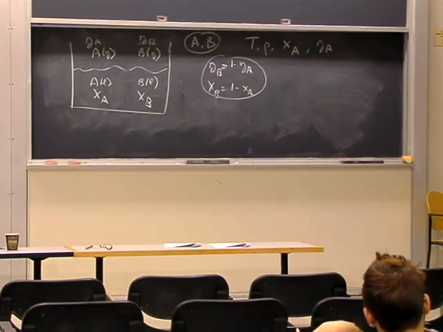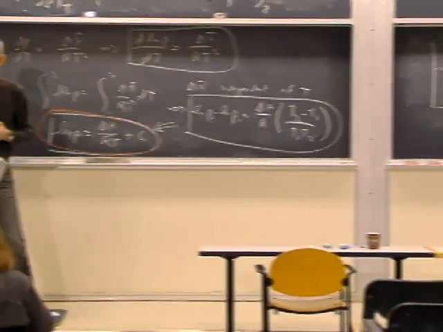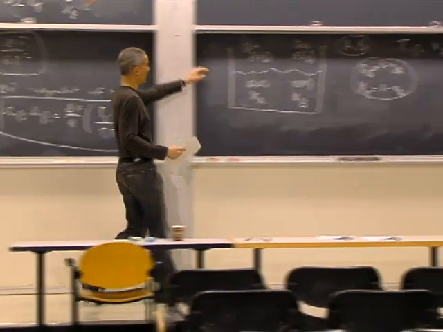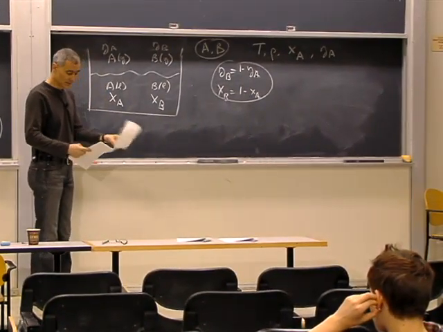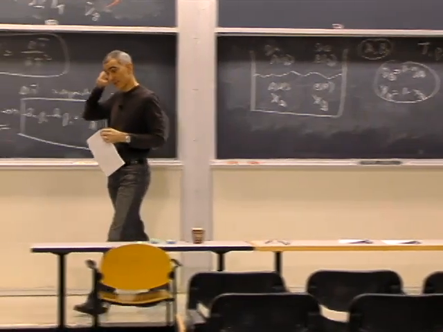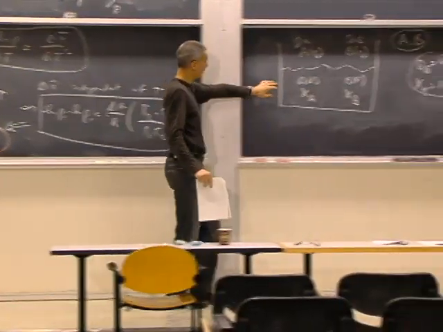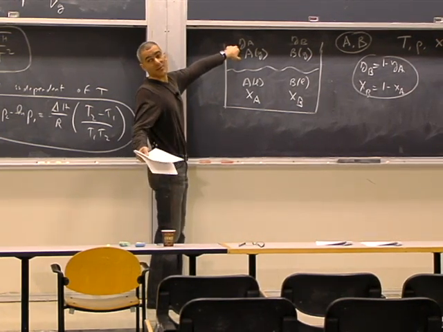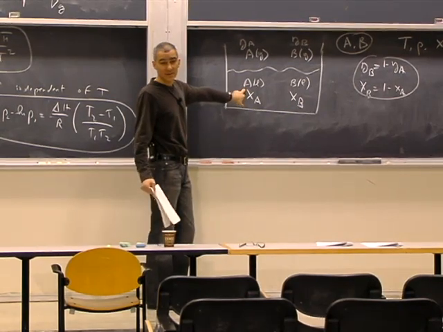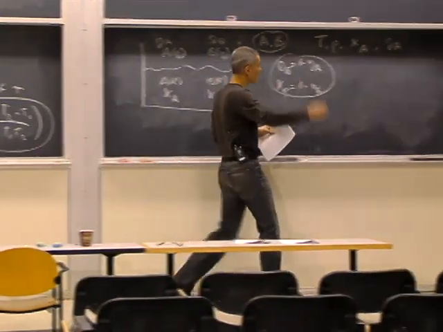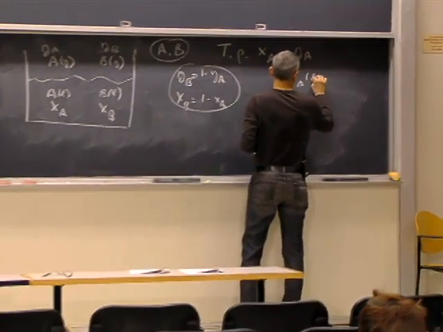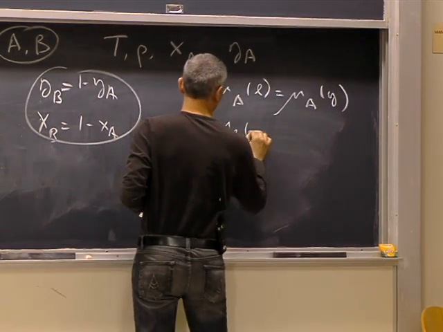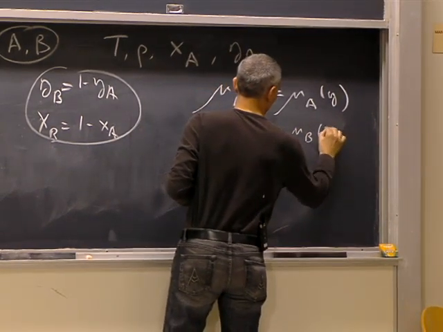Now, we have some constraints here. Our constraint is that we are at a coexistence point. There's a coexistence between the gas phase and the liquid phase. And what does it mean for A in the liquid to be coexistent with A in the gas phase? Chemical potential. The chemical potential of a molecule of A in the liquid phase is the same as the chemical potential of A in the gas phase. So we have two constraints. We have mu A for the liquid phase is equal to mu A for the gas phase, and mu B for the liquid phase is equal to mu B for the gas phase, right?